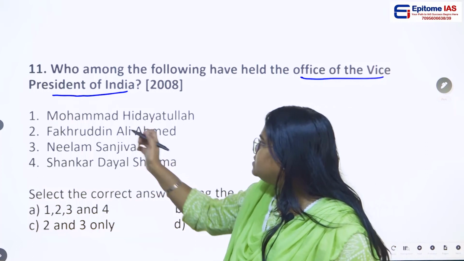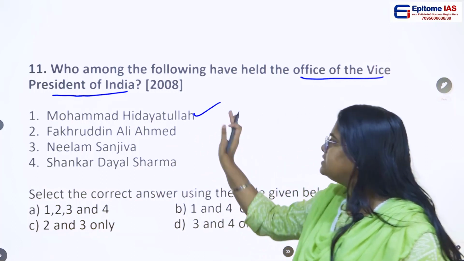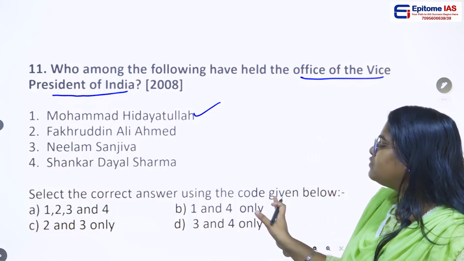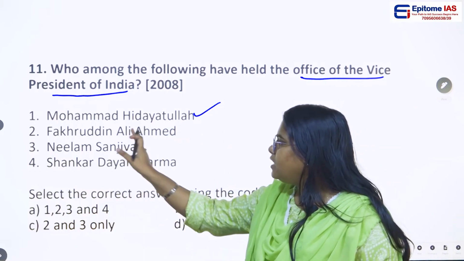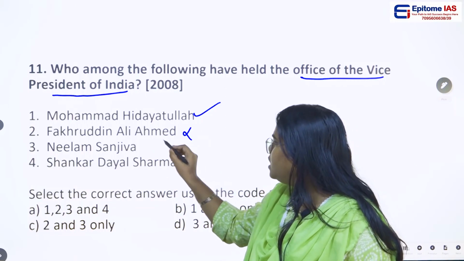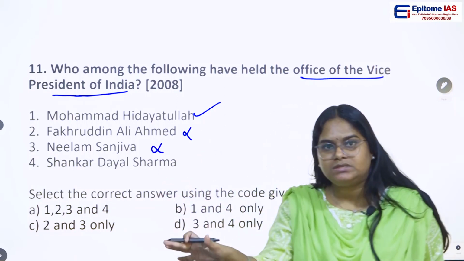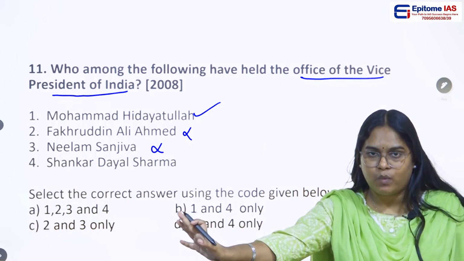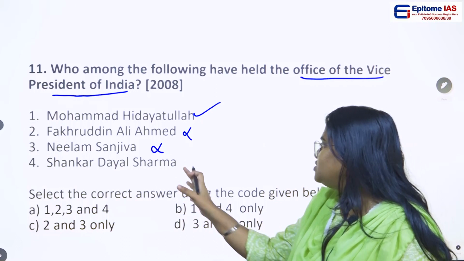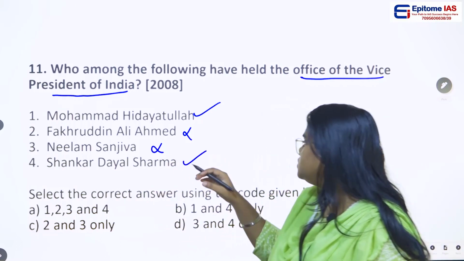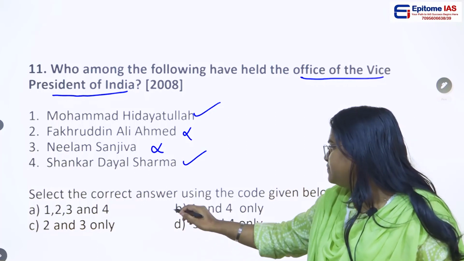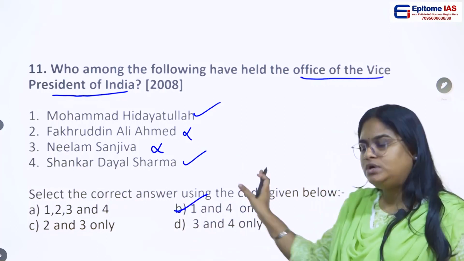The first one is Muhammad Hidayatullah. Yes, he served as a Vice President of India. Fakhruddin Ali Ahmed and Neelam Sanjeeva both served as Presidents of India, but they never served as Vice President of India. So we can eliminate these two options. Then Shankar Dayal Sharma, yes, he also served as the Vice President of India. So the correct answer would be B, 1 and 4 only.